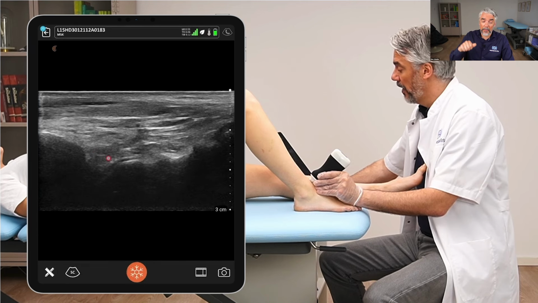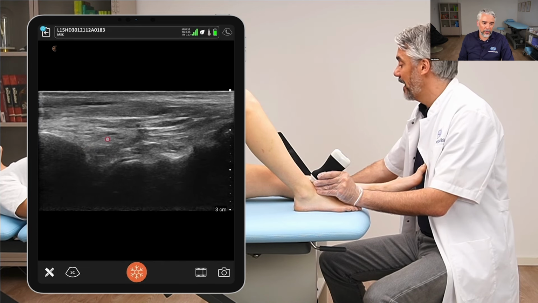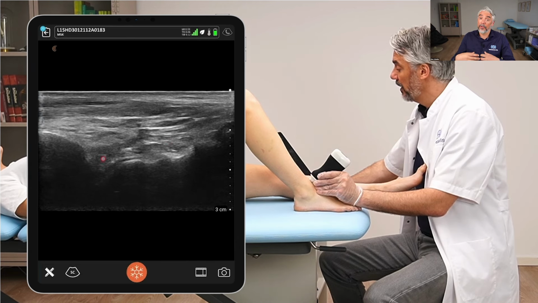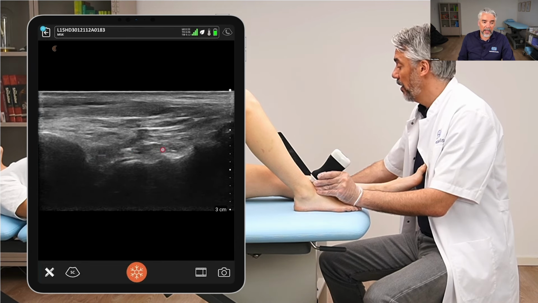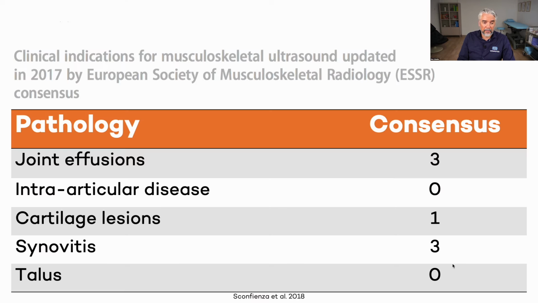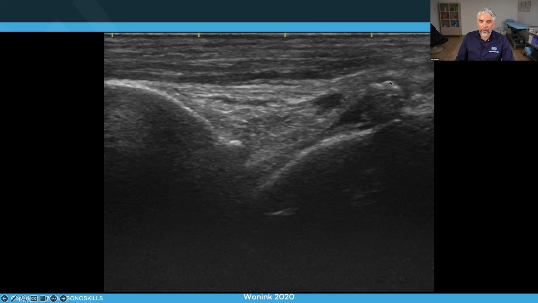If there is effusion, it pushes up the capsule more towards superficial, and this effusion shows itself more anechoic. And that could be all the way up until there. So joint effusions and synovitis, capsular problems are really easy to see. If it comes to intra-articular problems, ultrasound is not the preferred imaging technique, and it's best to use other medical imaging techniques.